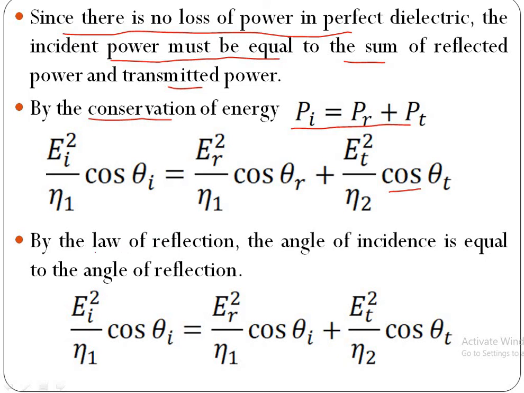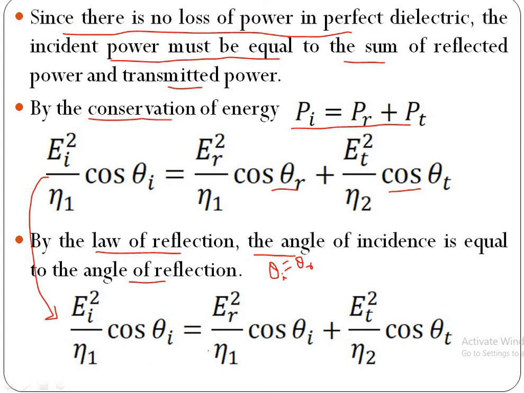There is one law, which is the law of reflection. According to the law of reflection, the angle of incidence is equal to the angle of reflection. That means theta I is equal to theta r. Therefore, in place of theta r substitute theta I. Then this equation becomes this one.